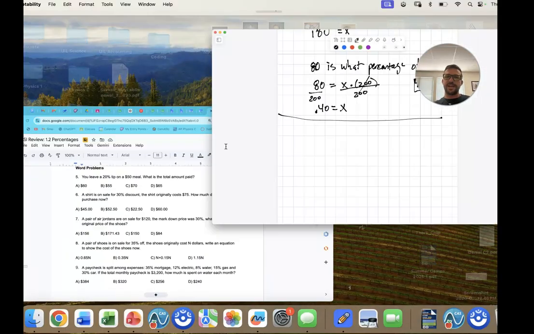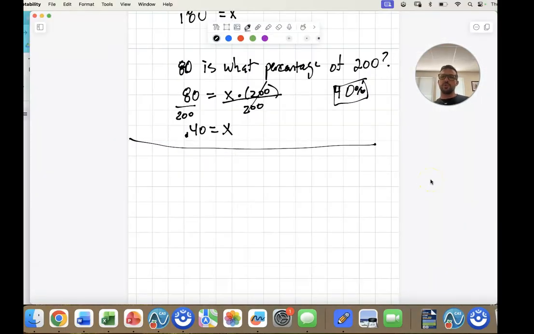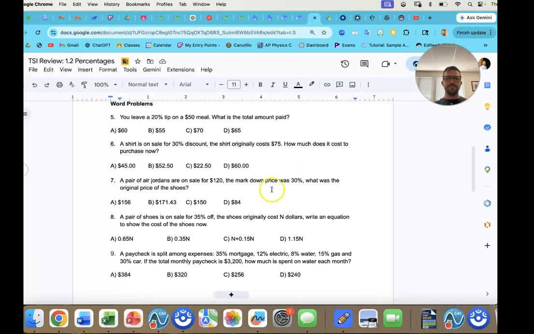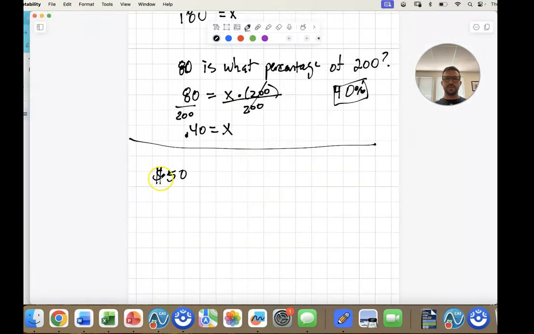So let's say you go to a restaurant and you purchase $50 worth of stuff. You're expected to leave a tip, correct? I chose the exact same number that's on here, so let me choose a different number. Let's say it's 60. I have $60 worth of stuff, and I'm expected to leave a tip.